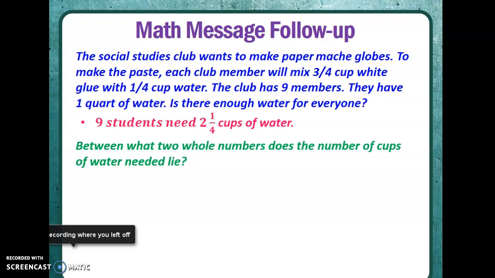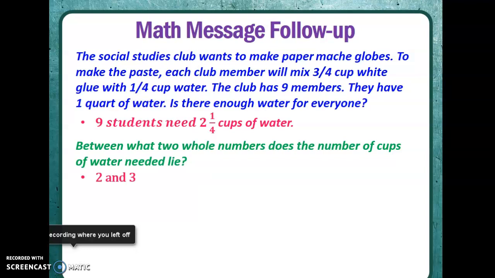So this time you're trying to figure out, if you were to make a number line, 2 and 1/4 would fall between what whole numbers? You're counting 0, 1, 2, 3, 4. Where would you put 2 and 1/4? So pause the video while you think about that and then come back to check your answer.